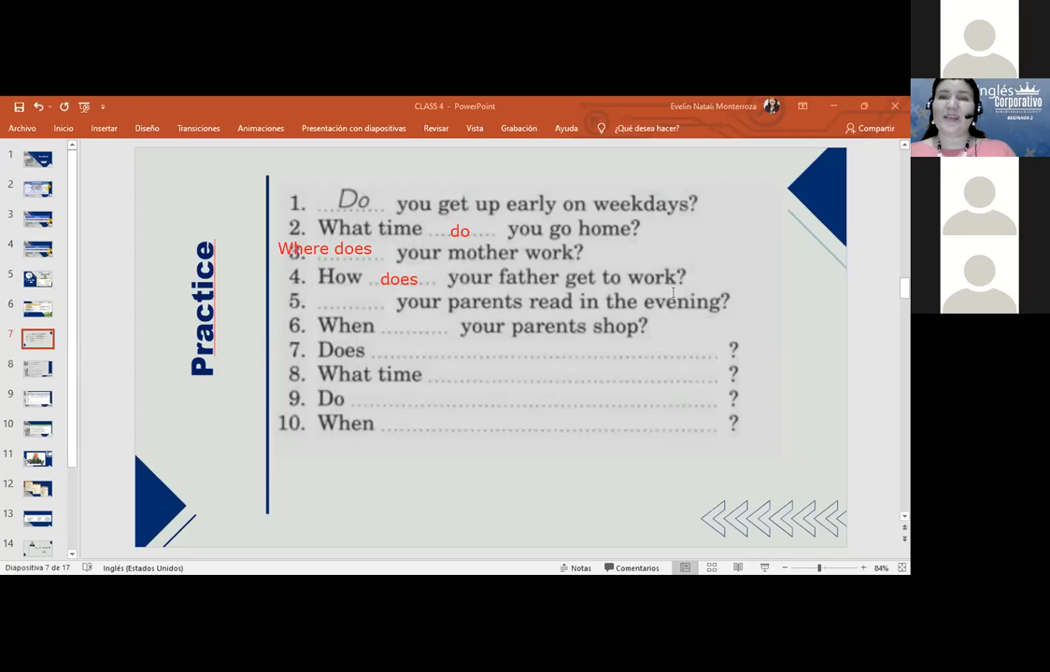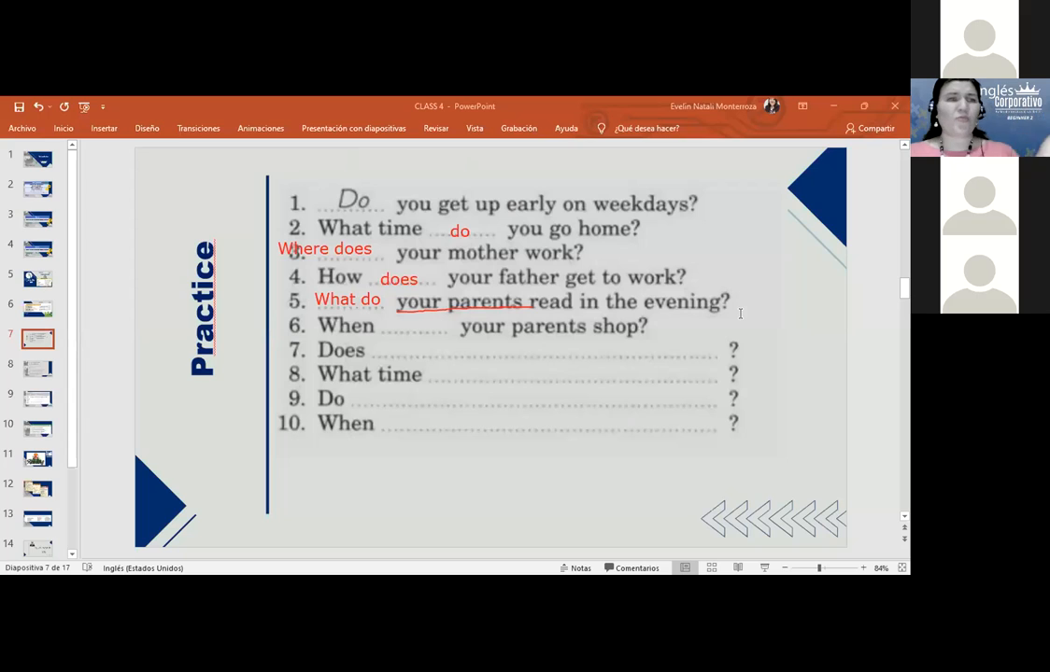When do your parents? Here we already have "when", we already have it in the answer, in the evening. We can't put "when". What, okay, you can say "what", but we are missing something else. What does? Okay, if we have "your parents", here it is plural, your parents, tus papás. Yes, do. So you say, what do your parents read in the evening?